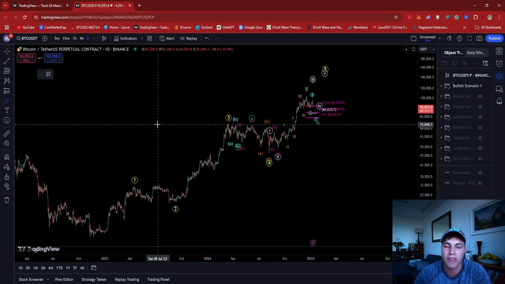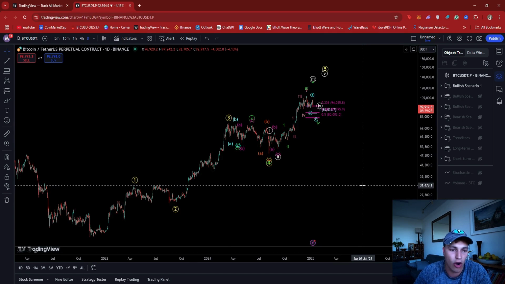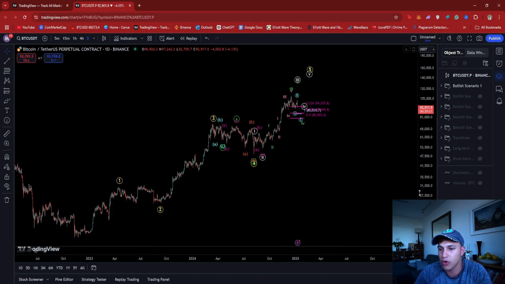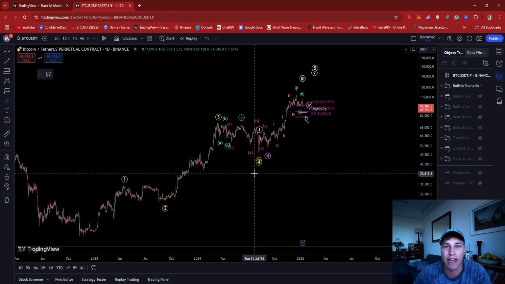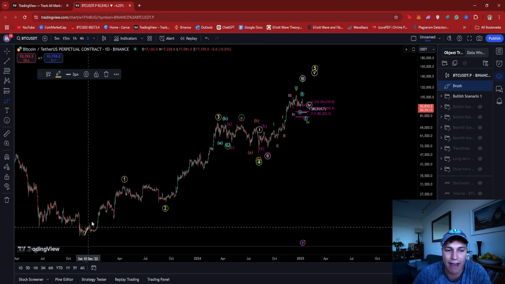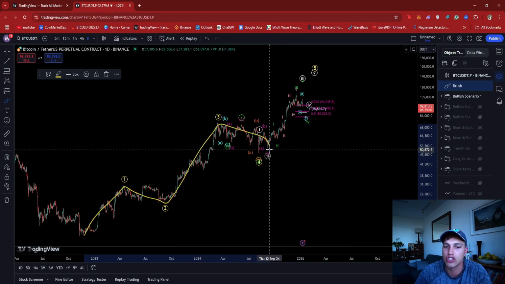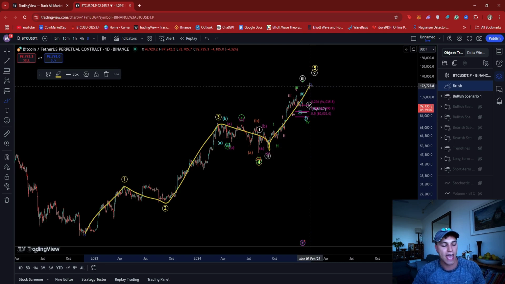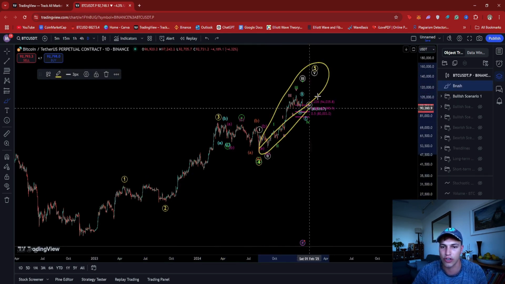So starting off on the daily time frame, we are currently on the Bitcoin chart on Binance, and we are doing Elliott Wave analysis. On the daily time frame, we have the 5-wave structure we have been tracking forever towards the upside. And we are currently in that wave 5, that larger degree wave 5.